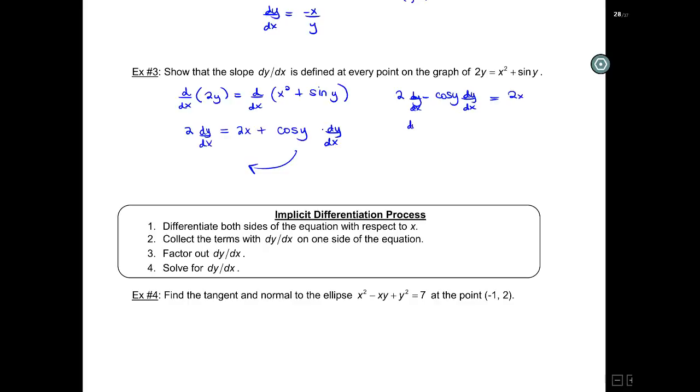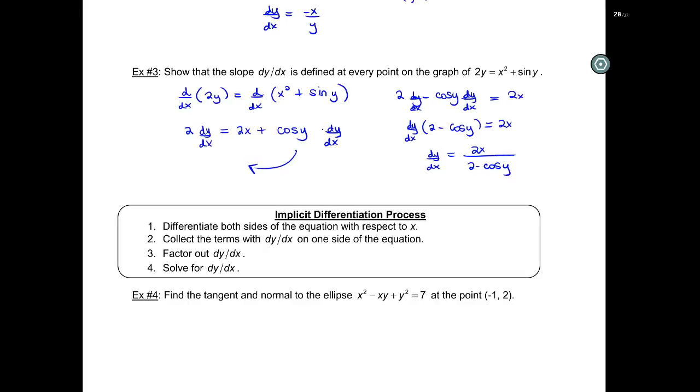So now what I want to do is factor out dy/dx. So I get dy/dx times (2 minus cosine of y) equals 2x. So dy/dx is going to be 2x over 2 minus cosine of y. And don't try to cancel the 2's. There's a subtraction sign there. Okay, so that's my derivative.